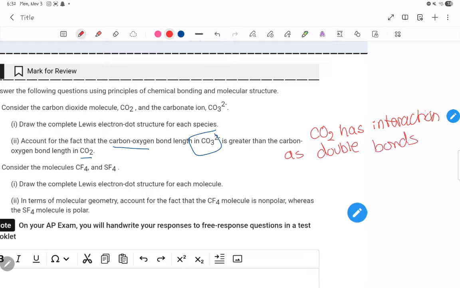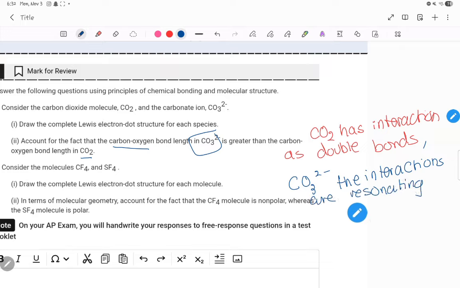Okay? Now, in addition to that, what do we have to also say? We will say that in CO3 2-, the carbonate ion, the interactions are resonating. So interactions are resonating. Now, what does it mean that the interactions are resonating? It means that they can change form.